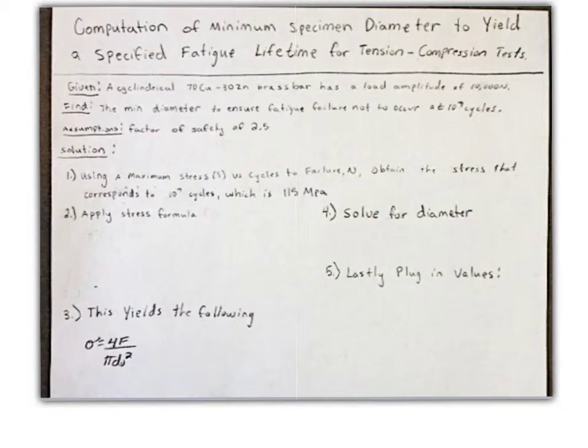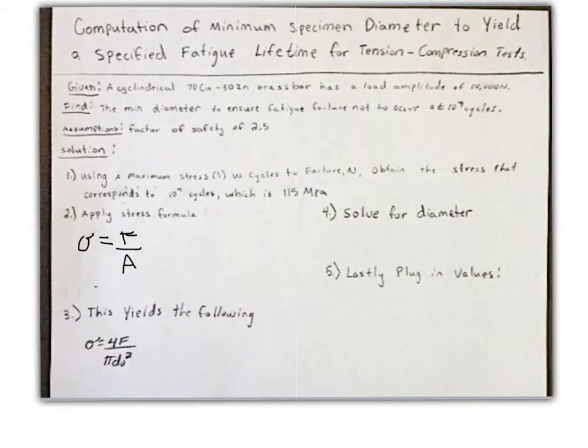Our first step to solving this will be using either figure 8.20 in Callister or a maximum stress versus cycles to failure curve. We can obtain the stress that corresponds to 10 to the 7 cycles, which will be 115 megapascals or 115 times 10 to the 6 newtons per meter squared. After obtaining the corresponding megapascal value, we note that stress will equal force divided by area.